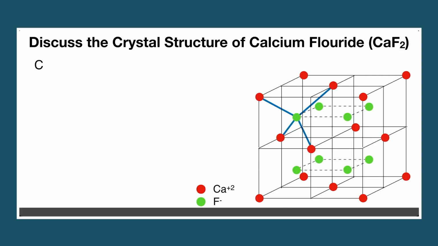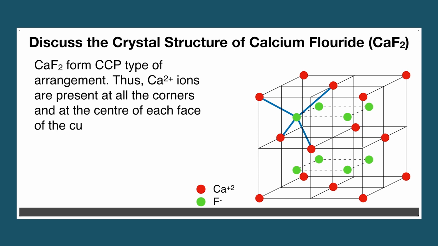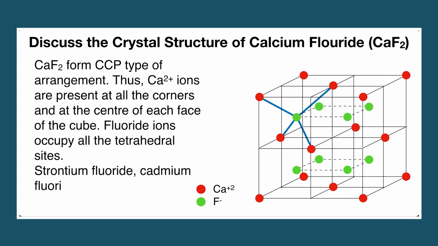The radius ratio of calcium fluoride is 0.75. The value suggests a cubic arrangement of F minus ions around the Ca2 plus ions. Here the Ca2 plus ions are arranged in CCP arrangement, so that in the cubic lattice calcium ions are present at all the 8 corners and 1 each at the center of the 6 faces. The fluoride ions occupy all the tetrahedral voids.